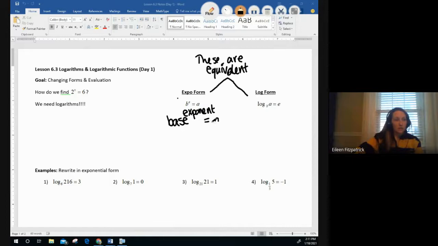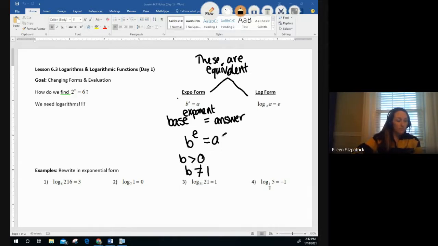So for exponent form, it's base raised to an exponent equals the answer. All right. So it's b to the e equals a. Base to the exponent equals the answer. Now, 2 quick things. The b value is greater than 0 and b cannot equal 1.